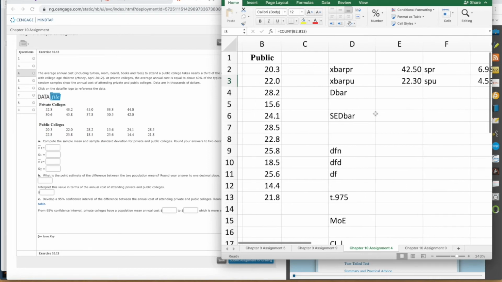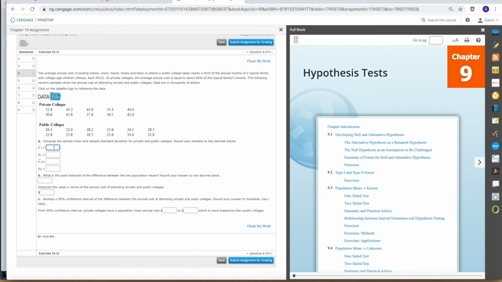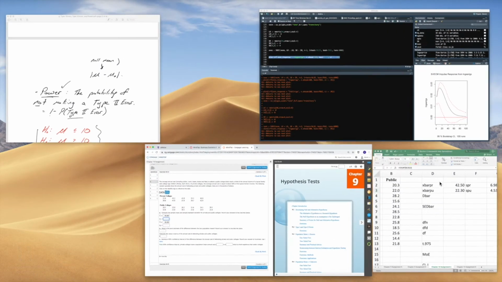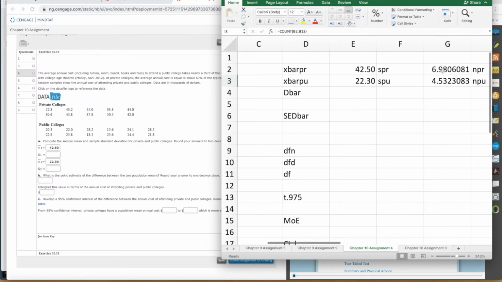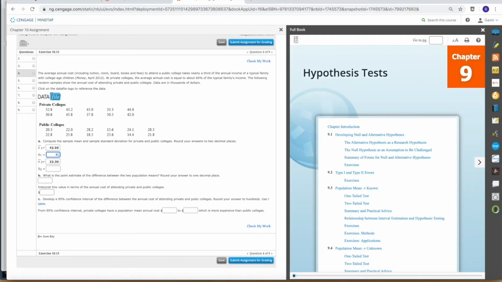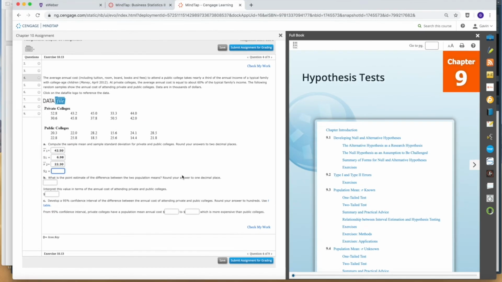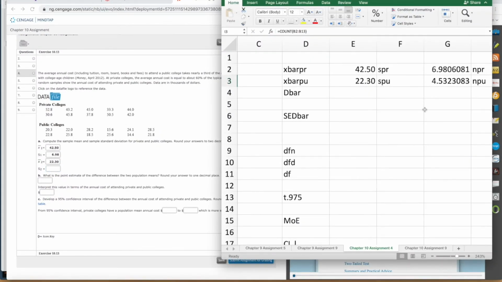So there's some critical information. X bar 1 is 42.50 because it says 2 decimal places. X bar 2 is 22.30, down here, 22.30. S1, I called it SPR, is 6.98. And we got S2 is 4.53.